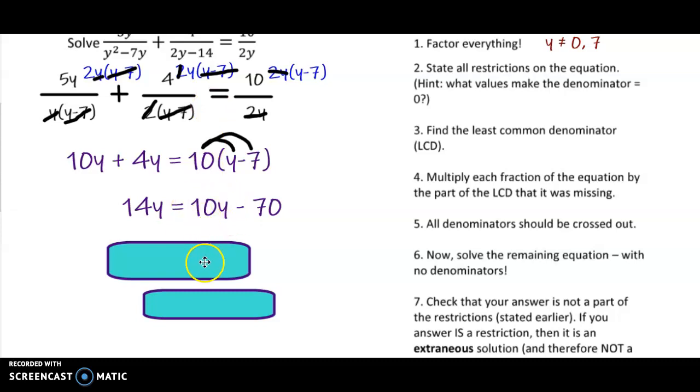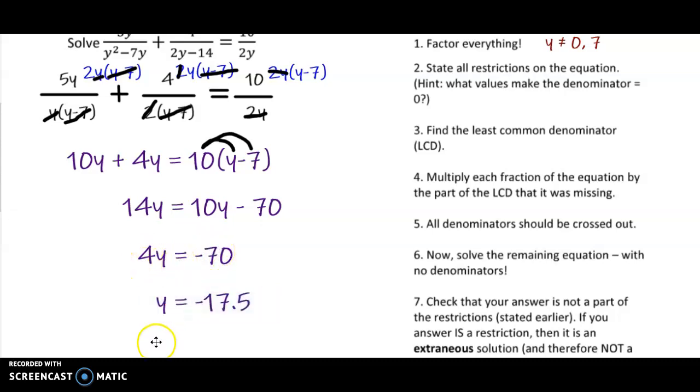Continuing, I would subtract 10y from both sides, and that will give me 4y equals negative 70. Then divide both sides by 4, and my final answer would be y equals negative 17.5.